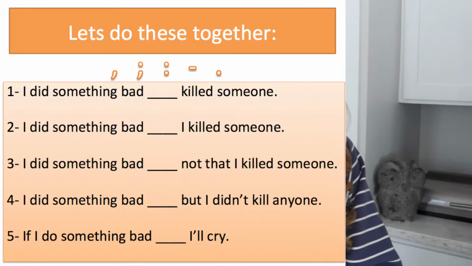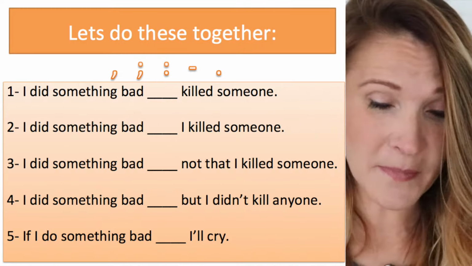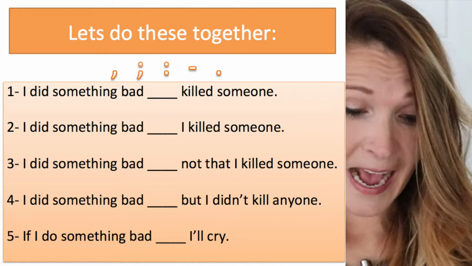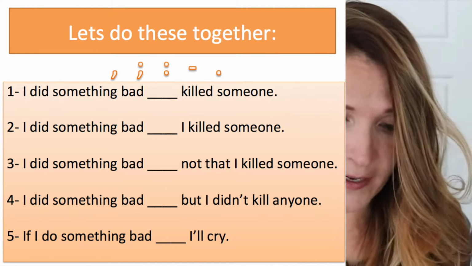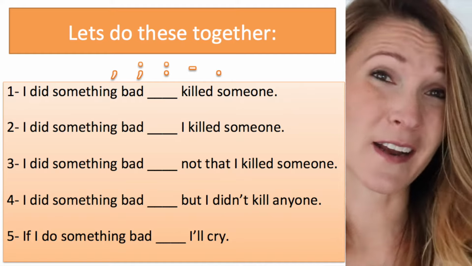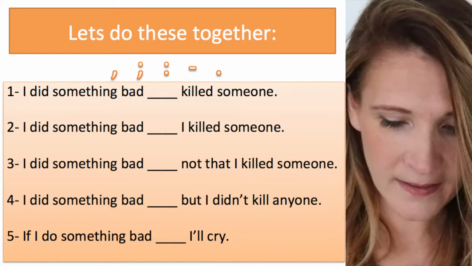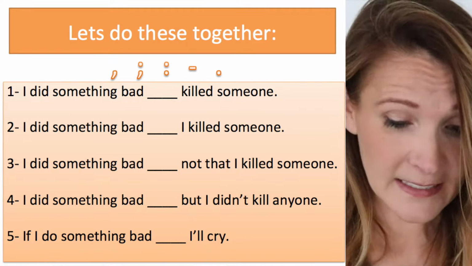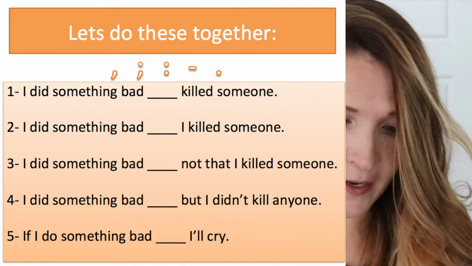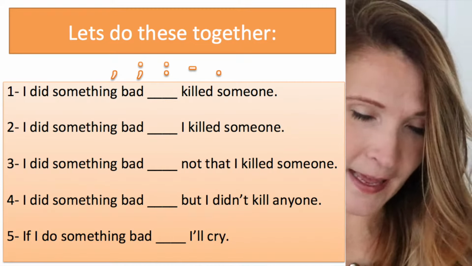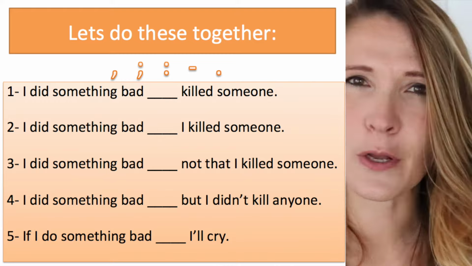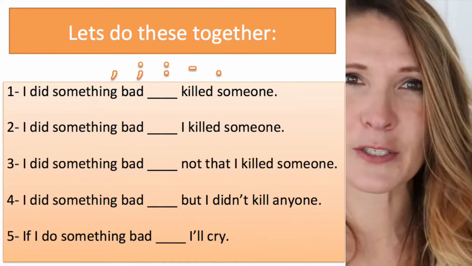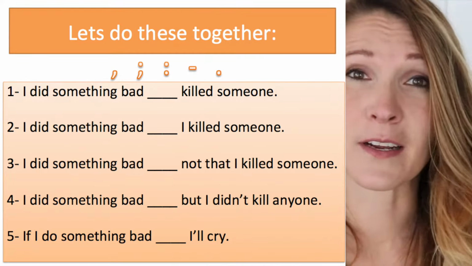Now, notice the sentences are really similar here. I did something bad, killed someone. I did something bad, I killed someone. Notice the only difference here is the word I. I did something bad, not that I killed someone. I did something bad, but I didn't kill anyone. If I do something bad, I'll cry. These sentences are so similar, and yet each one requires different punctuation marks based on how the sentence is constructed.